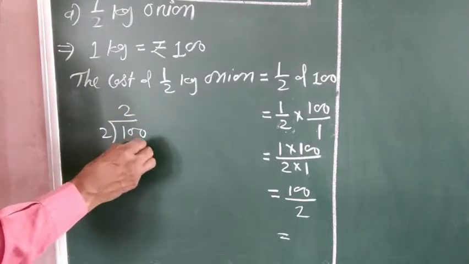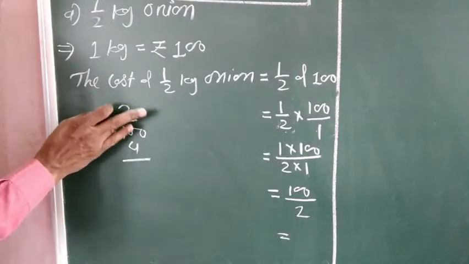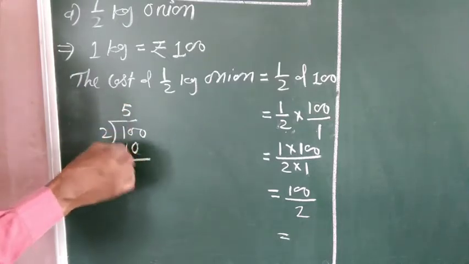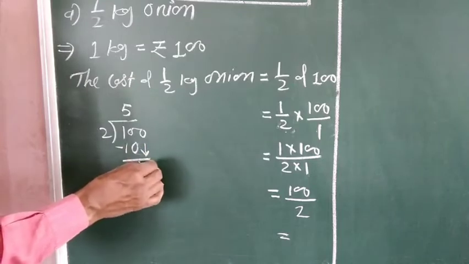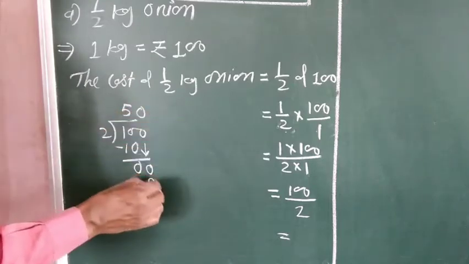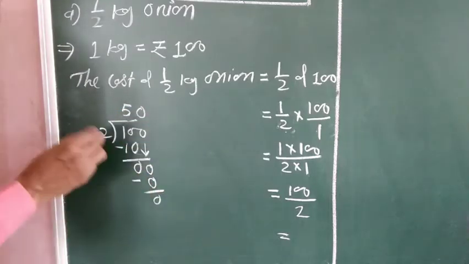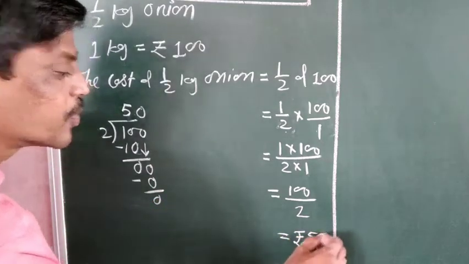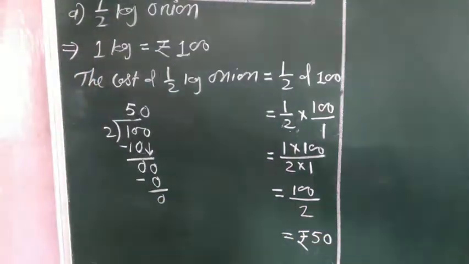2 fives are 10. Then 10 minus 10 is 0, and then bring down the next 0. 2 zeros are 0. So our answer is rupees 50. Then what is rupees 50?